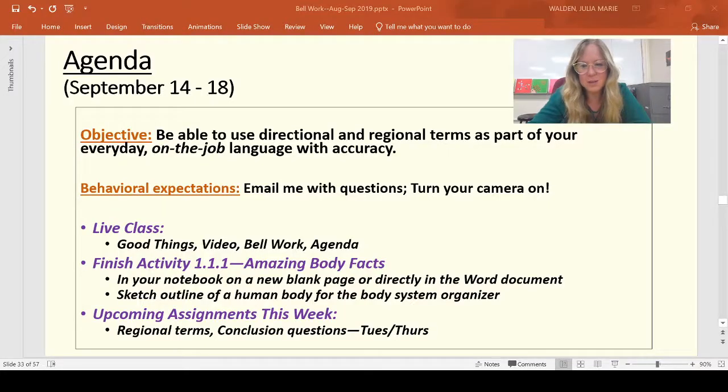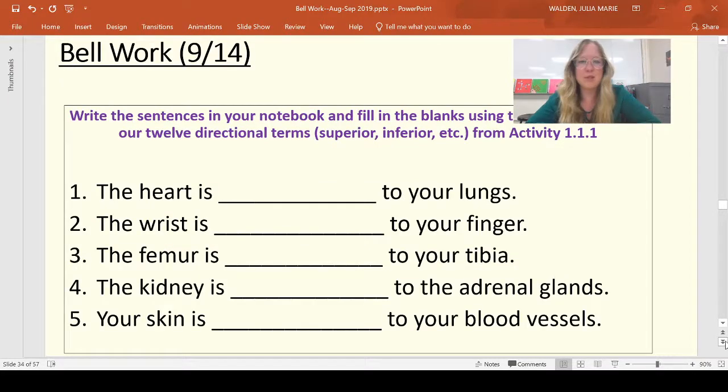All right, last but not least, y'all, thank you for showing up and watching the lesson of the week. Your job is to fill out this bell work question. So bell work this week is to fill in the blanks for these 5 sentences. And you're going to be using those directional terms that we just learned from the video or that you already defined in activity 111.